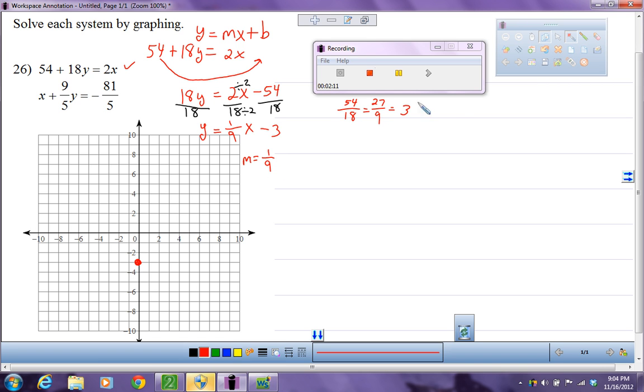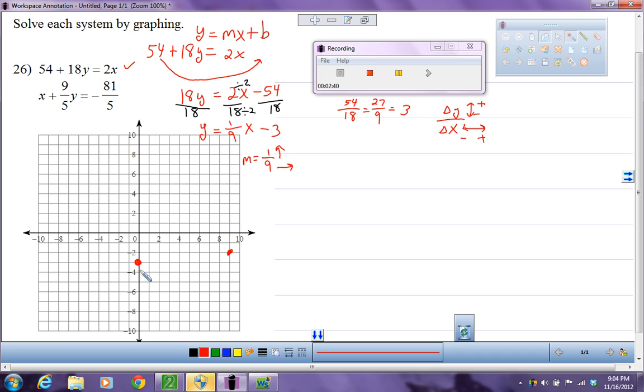Change in y over change in x, don't forget that. Positive y's go on top, negative y's go on the bottom. Positive x's go to the right, negative x's go to the left. So here my y is a positive 1, that means I'm going to go up 1. My 9 is for the x, and it's a positive 9, so I'm going to go to the right. So 1 up and 9 to the right.